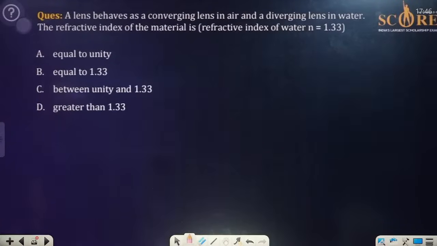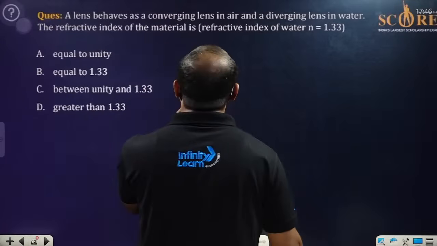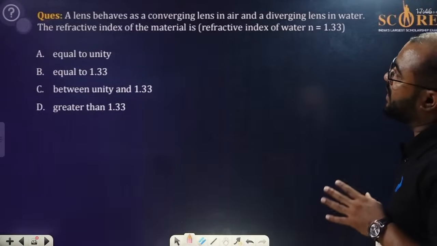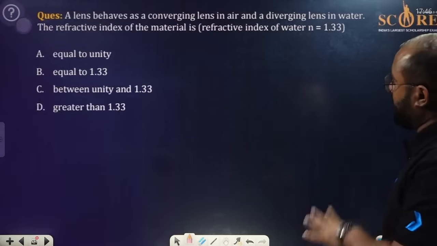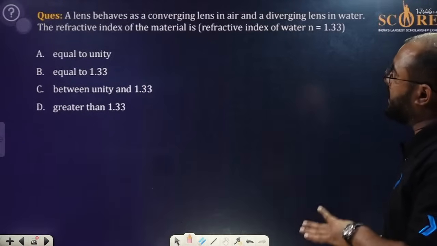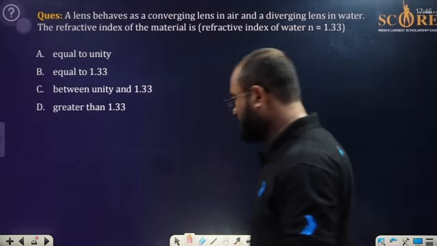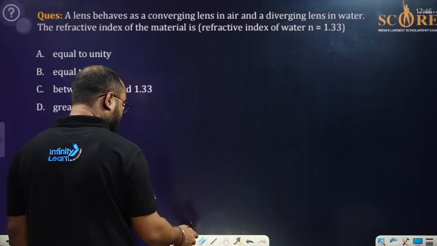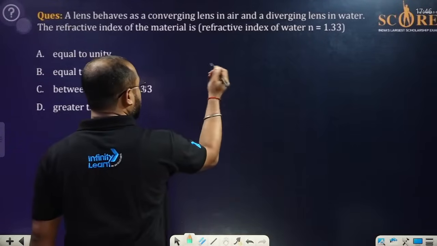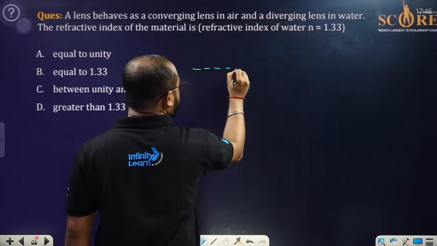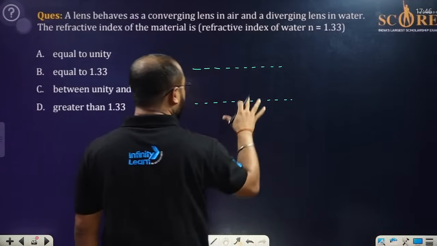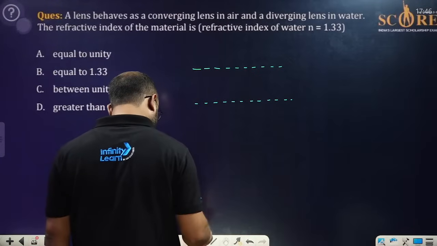Now, what will be this? See everyone, what is happening? The lens behaves as a converging lens in air and diverging lens in water. The refractive index of the material is 1/3. See, it is a very simple thing. Suppose that I have water, like this. The material is water only. Fine, no problem. This is water. So what is happening?